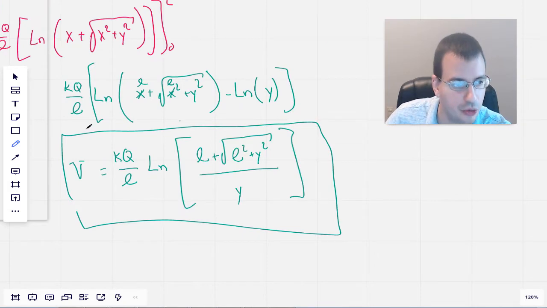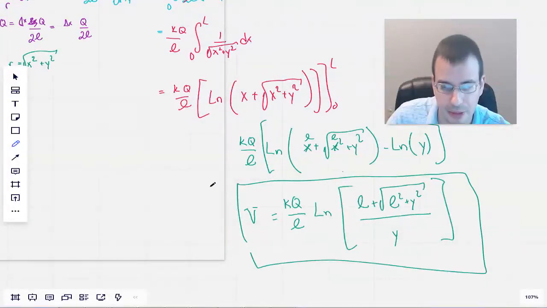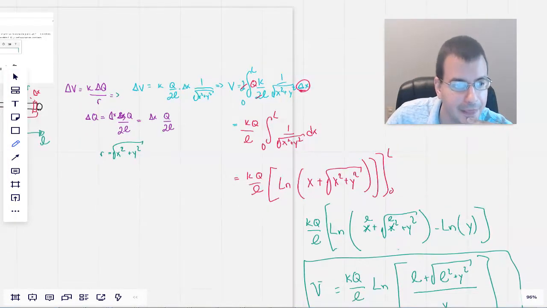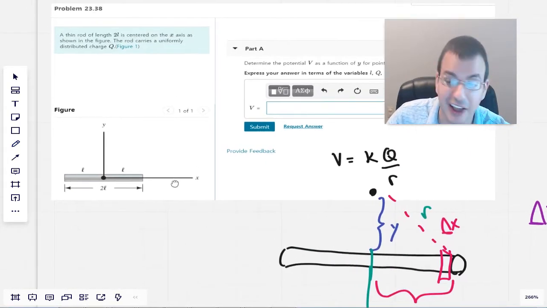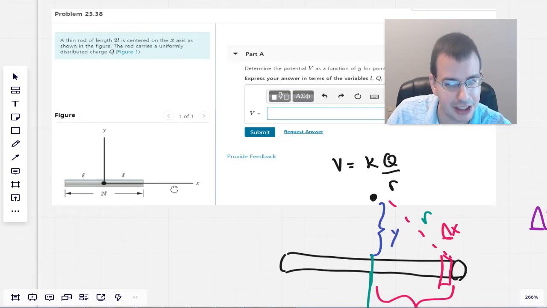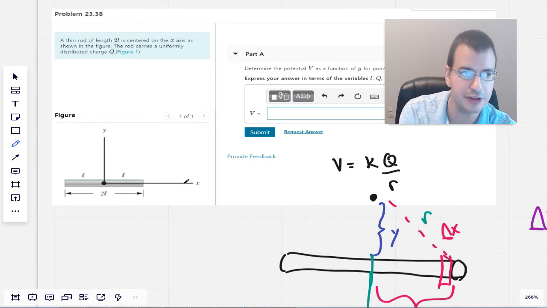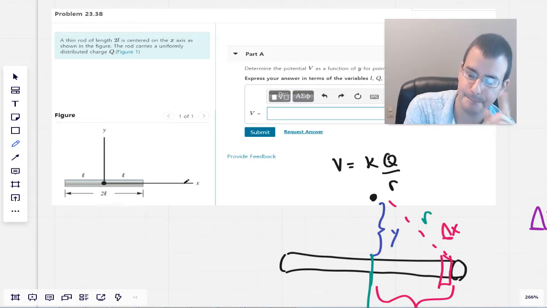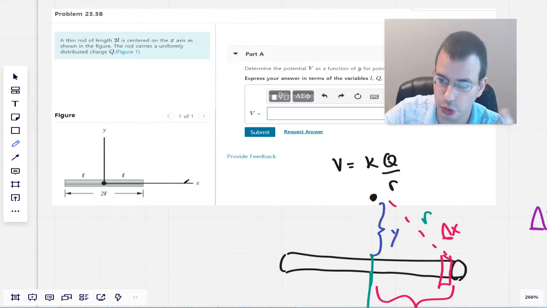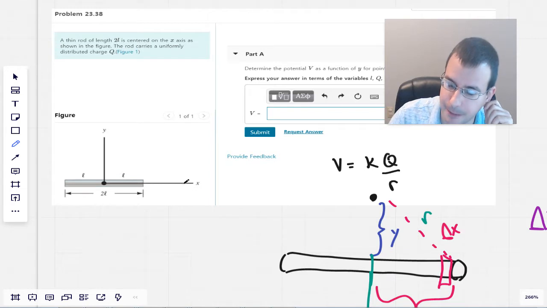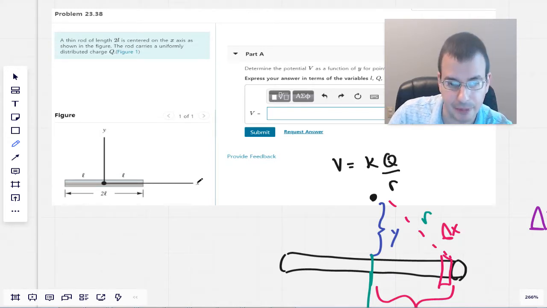And this, after much ado, will be the final electric potential. Okay, so let's review real quick to see what we did and make sure we didn't go too far astray. The idea here was we wanted to find the electric potential of a finite rod, which sounds pretty easy. You can do this for the electric field, and it's actually a little bit easier because you get kind of lucky with how the electric field vectors cancel out.